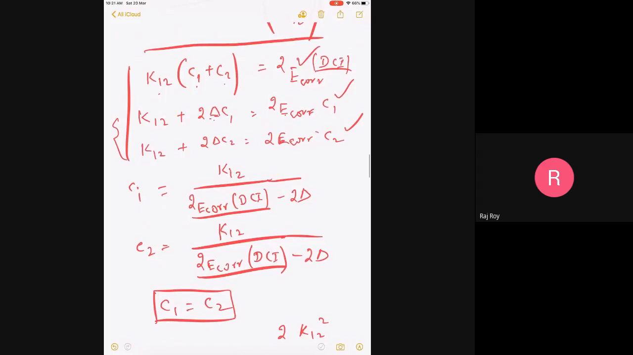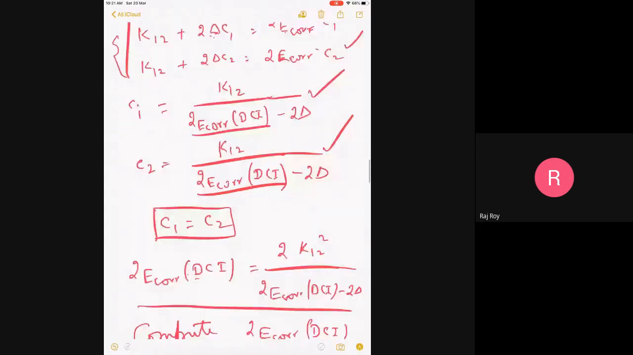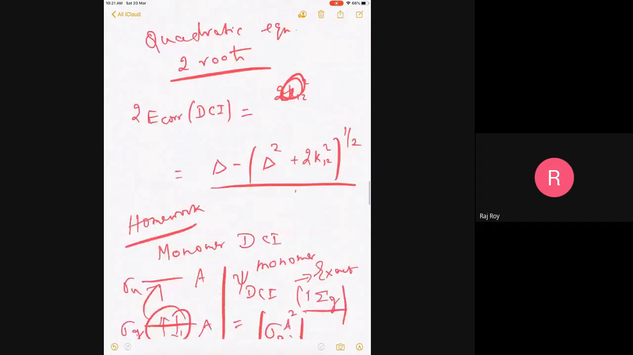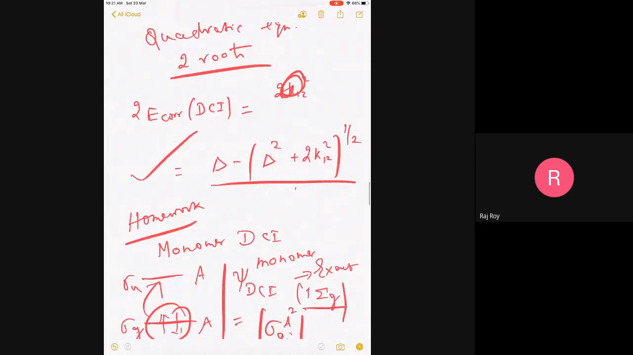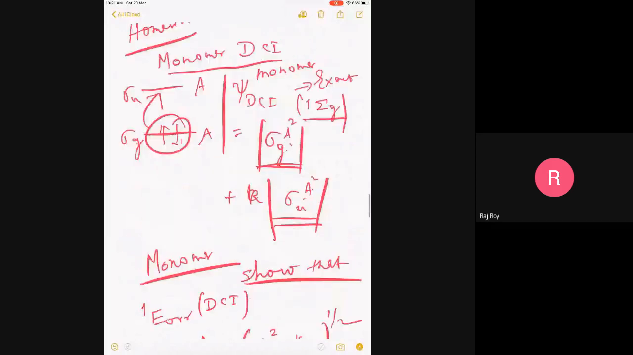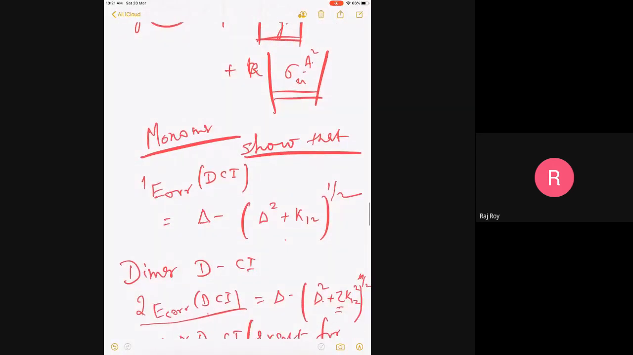And I think by a trivial example, we saw that you get C1 equal to C2, and this is what you get for the DCI correlation energy after you put it back, and you get a quadratic equation, and then you get a root, which is this, the lowest root. I had also given that the same exercise you do for the monomer and find out that the monomer correlation energy is just this. So there you will require the same type of terms, right?